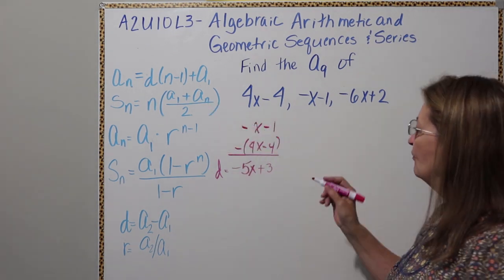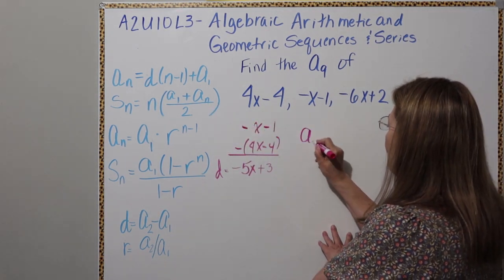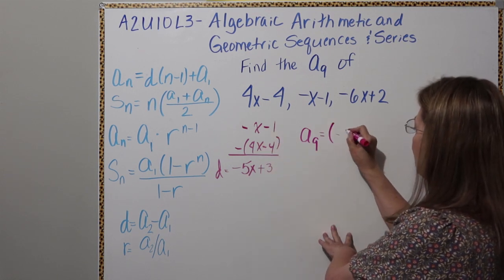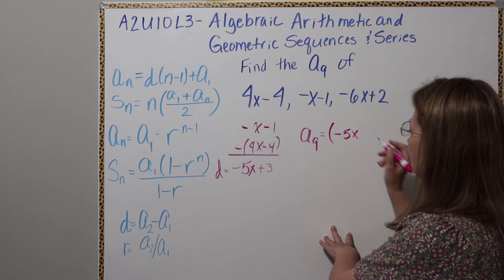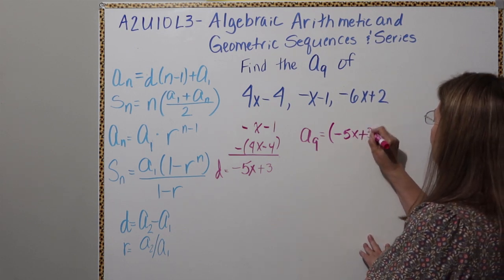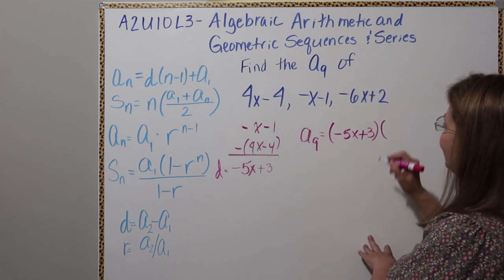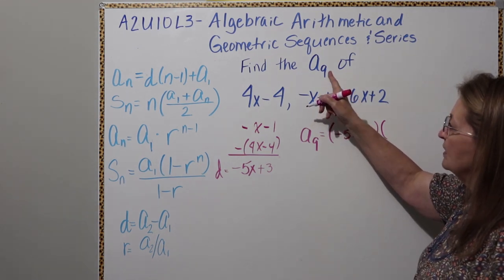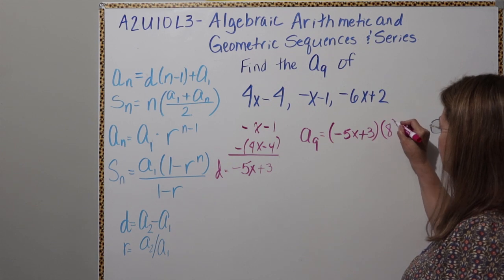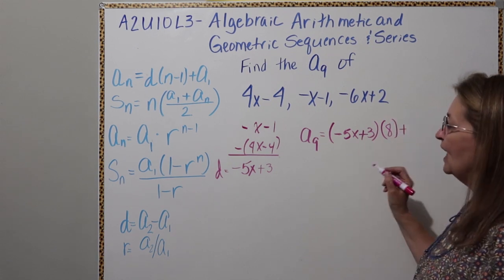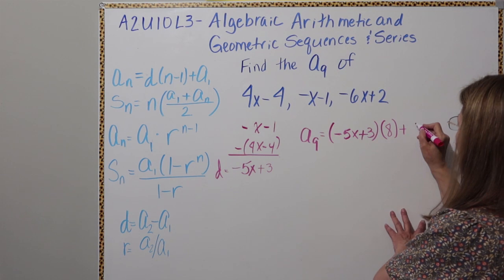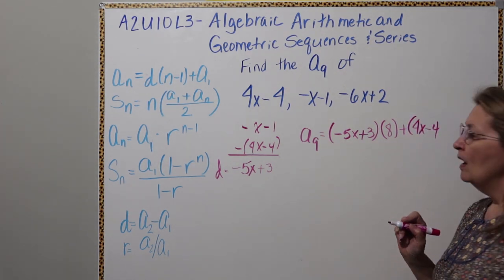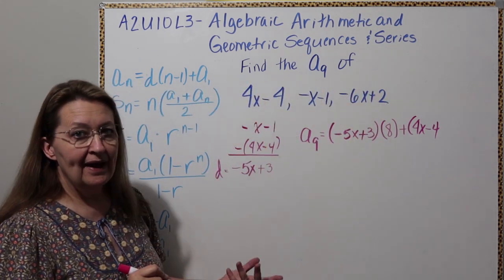Now let's fill it into our formula. We are looking for A9. And we know our d is negative 5x plus 3. We're going to multiply that times the n minus 1. So 9 minus 1 is 8. Plus the first term. So that's 4x minus 4. Okay? Alright, let's go ahead and start doing the math now.